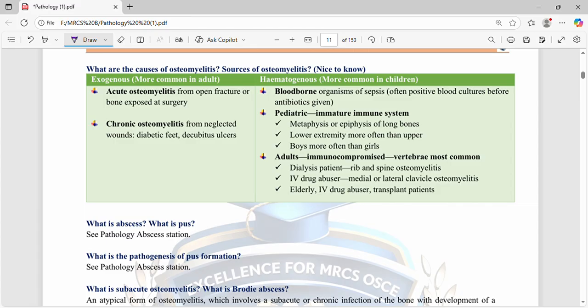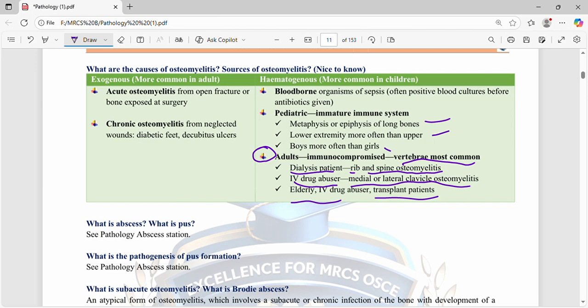So we have blood-borne organisms of sepsis, often with a positive blood culture before antibiotics are given, in pediatric patients with an immature immune system. It involves the metaphysis or epiphysis of long bones, with the lower extremity more common than the upper extremity, and boys more common than girls. In immunocompromised adults, the vertebra is most common. In dialysis patients, rib and spine osteomyelitis; in IV drug abusers, medial or lateral clavicle osteomyelitis; also elderly IV drug abusers and transplant patients. So in immunocompromised adults, the vertebrae are most common.